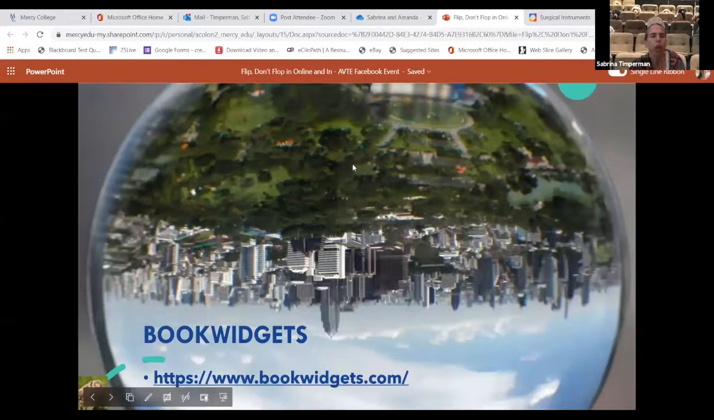So it's called Book Widgets, and that is the link. If anybody, again, wants more information about it, I can talk to you a little bit more about it, but it has all sorts of different activities that you can do.